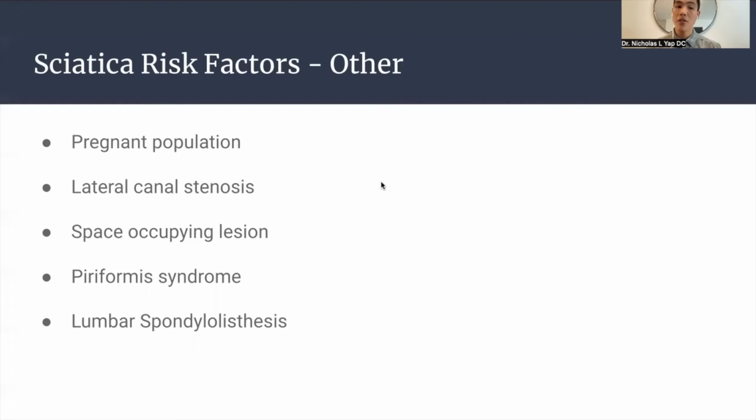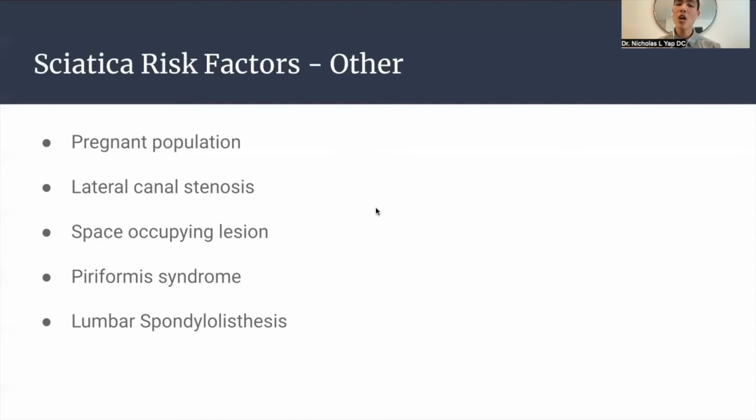Lateral canal stenosis, which is the space on the sides of your spine where the nerve roots from the spinal cord exit out, can also create sciatica. And it does so by degenerative and arthritic changes in that canal, leading to bone growth or spur formation in that canal, which can encroach or close down or narrow that space, which then puts pressure on the nerve root, leading to sciatica.